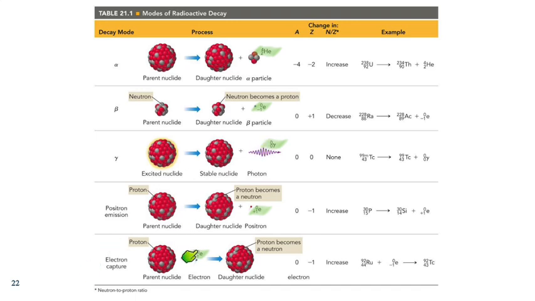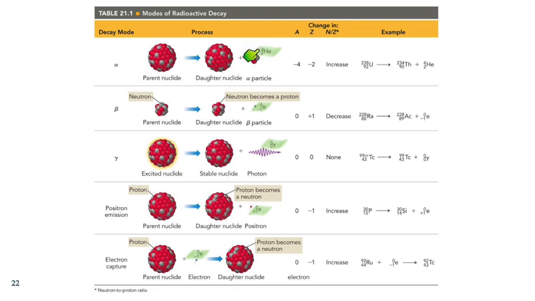Electron capture, there's our electron again, but instead of getting spit out, it's being captured. Okay, so you need to know those things. You need to be able to complete nuclear reactions. And you need to have an idea of the relative penetrating power and ionizing power of these different things.